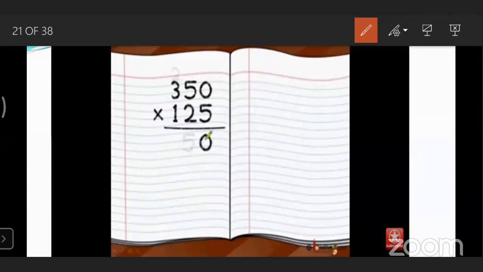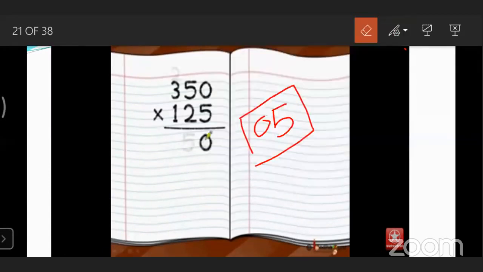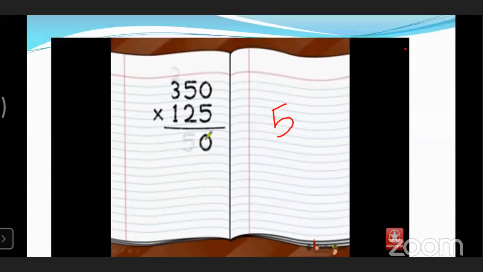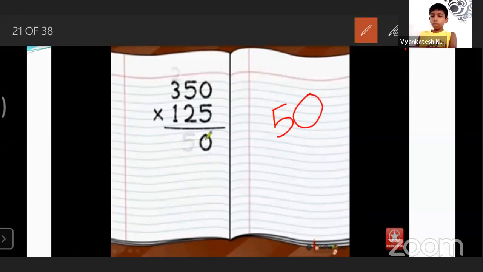For example, if I have 5 rupees, and if I put a 0 in front of 5, then the value will not change. It is only 5, right? But if I put this 0 here, then the value changes. Now it becomes 50, right? Yes. See the value of 0. So 0 is very important.